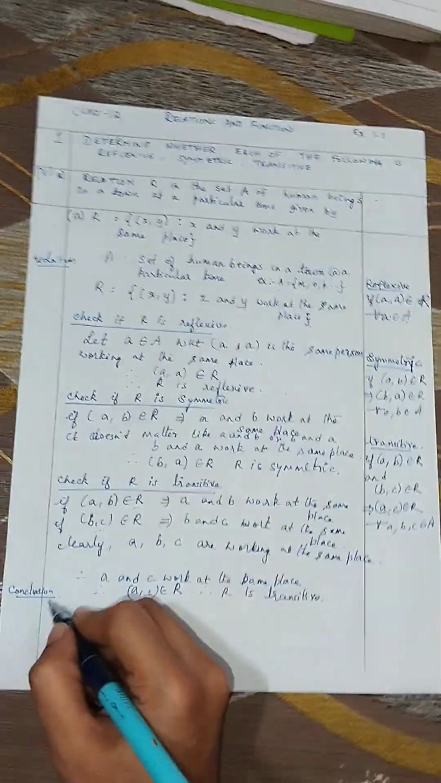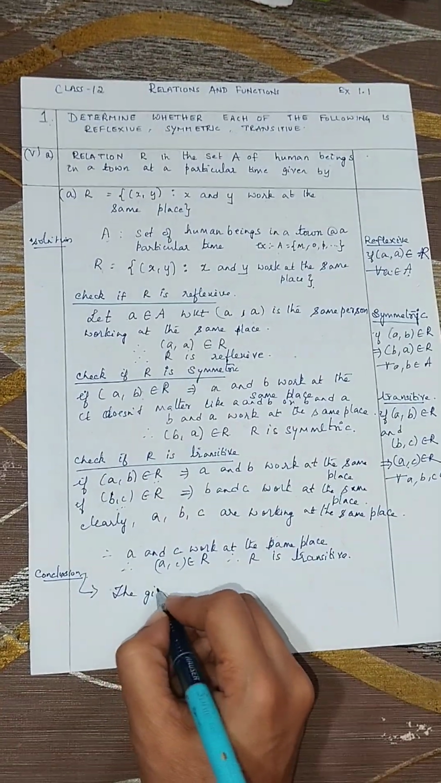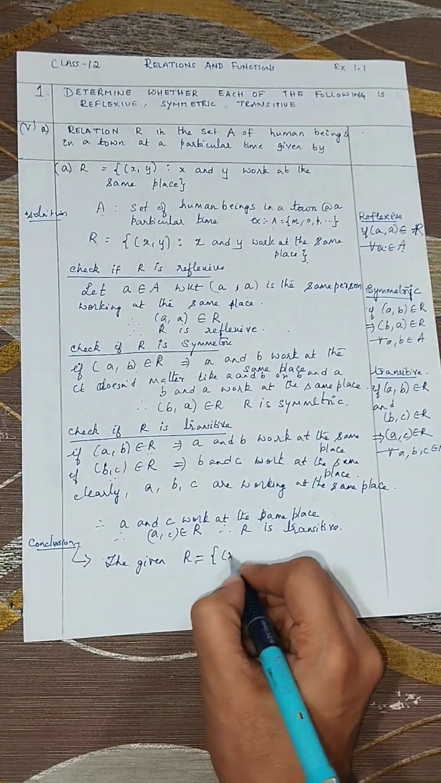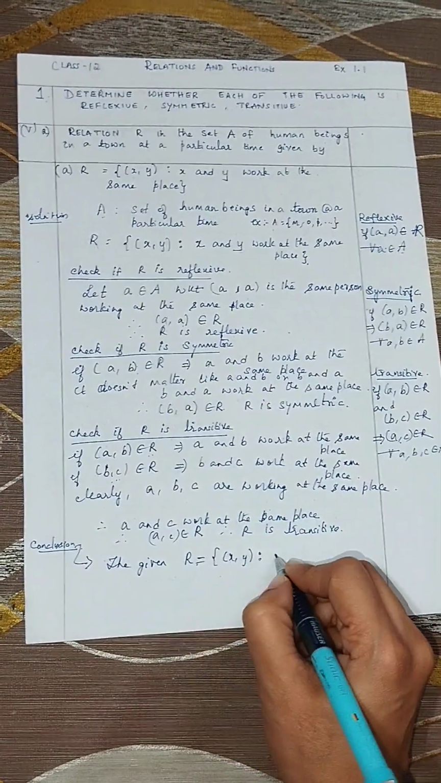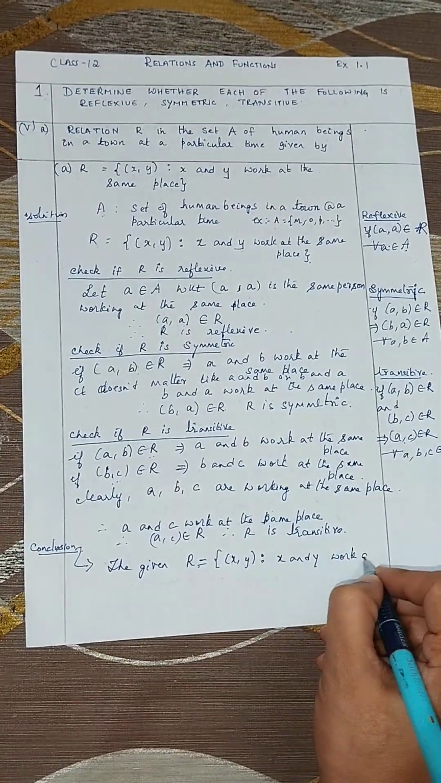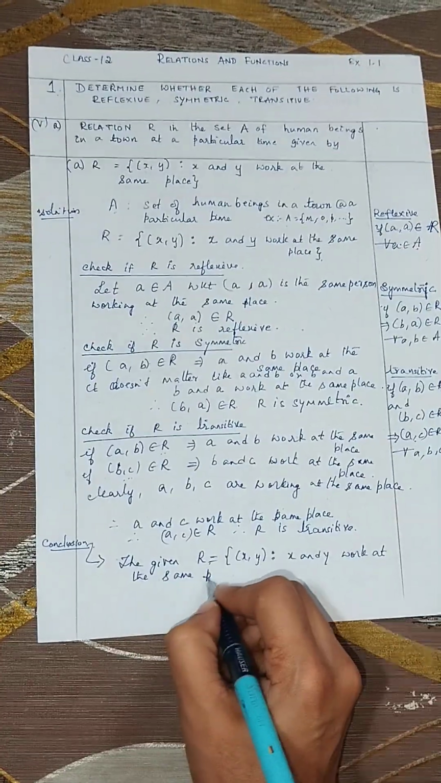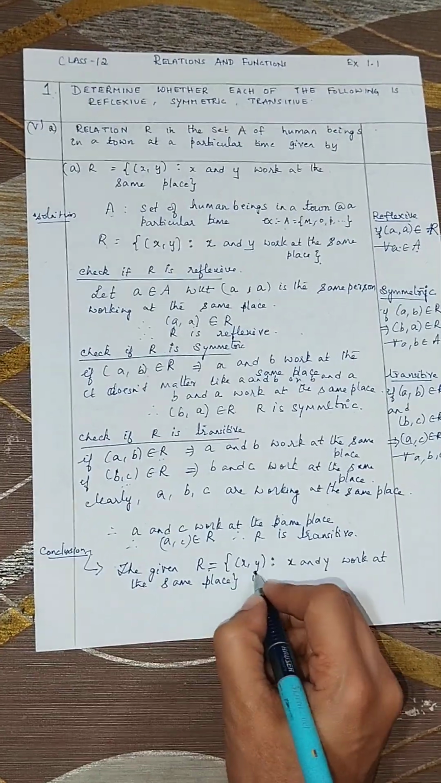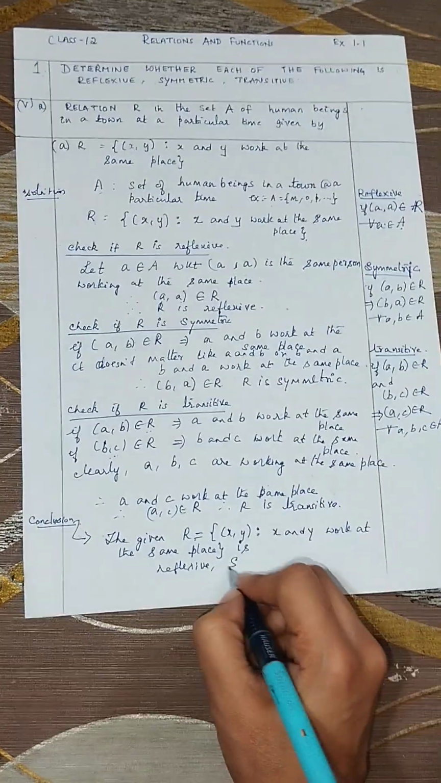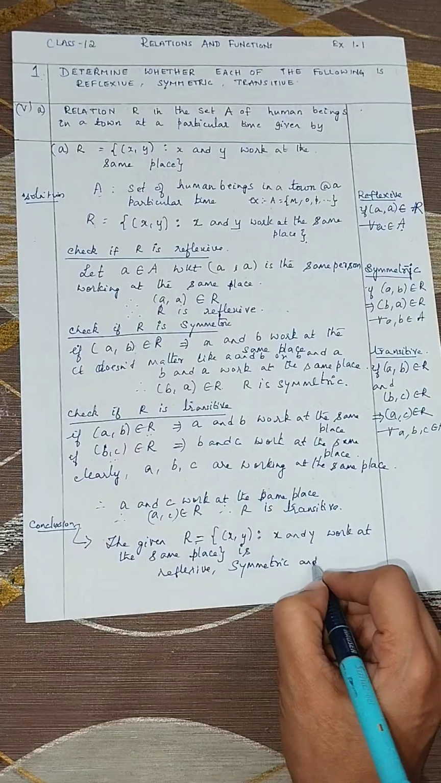So what is the conclusion here? The conclusion: the given relation R. So what is the relation? They have defined the set of all ordered pairs (x, y) such that x and y work at the same place. It is reflexive, symmetric and transitive.